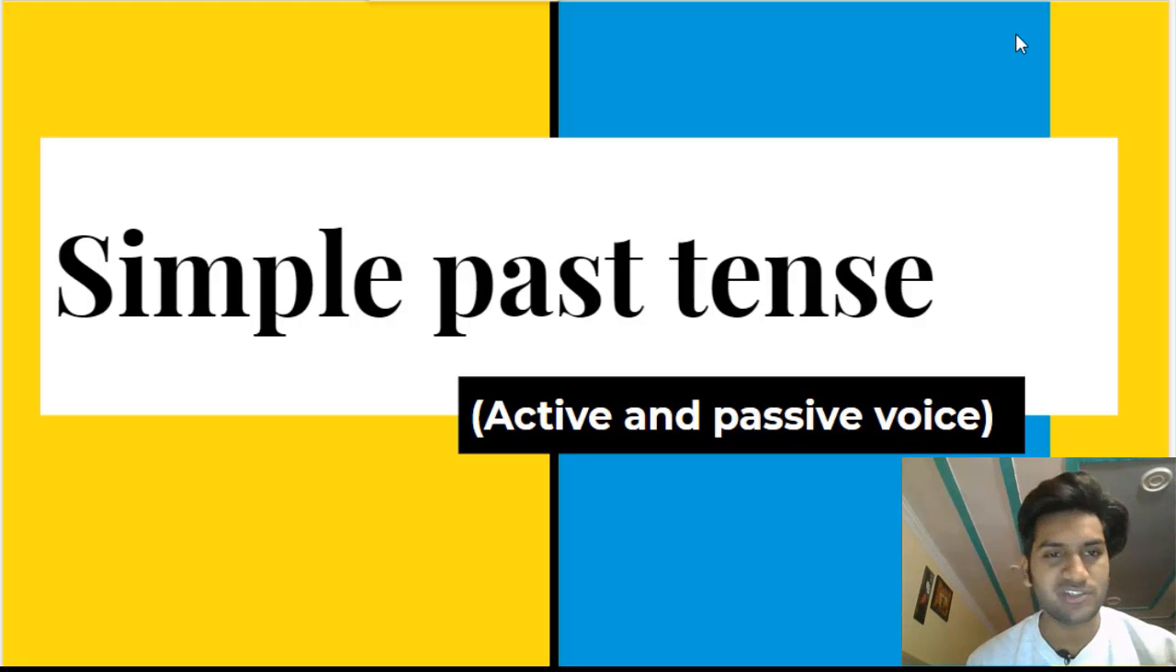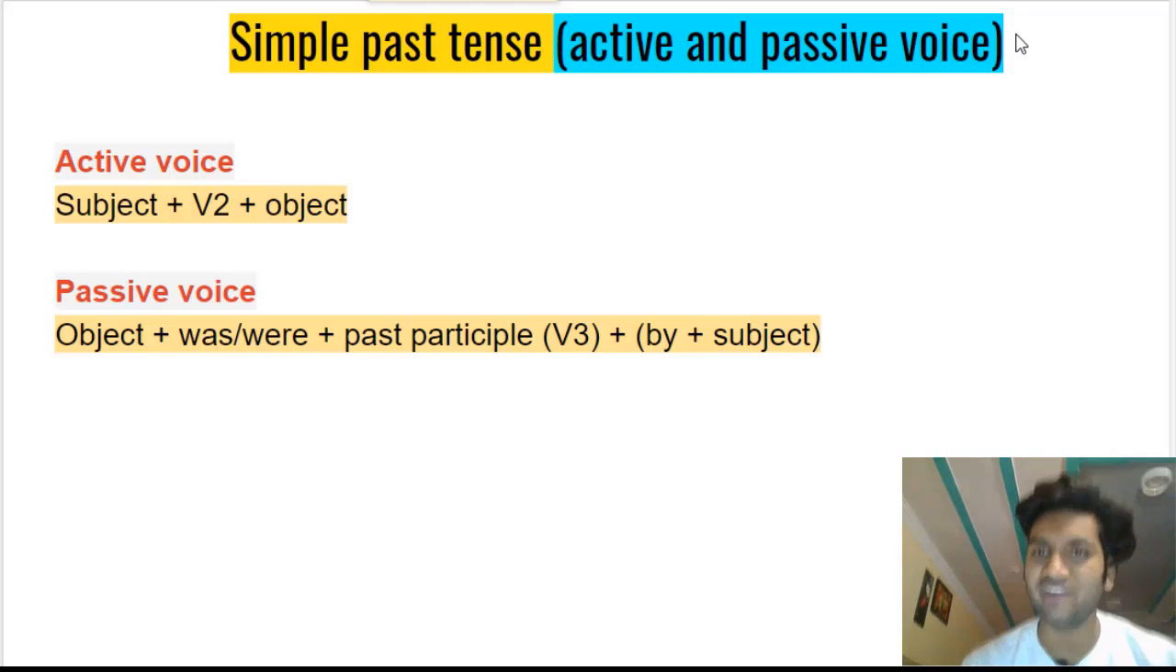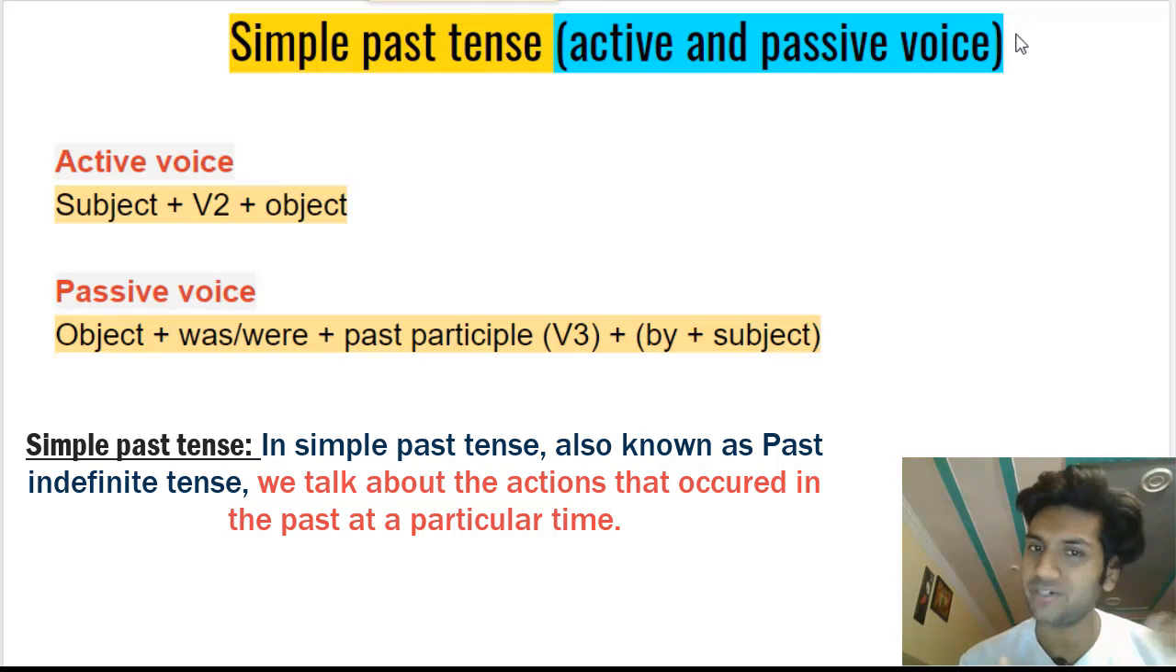Alright guys, let me show you the structures of both the active voice and the passive voice in simple past tense. And guys, before we look at the structure and understand how things happen, let's just quickly talk about what exactly is simple past tense. Guys, in simple past tense, we talk about actions, things that happened, that occurred in the past at a specific time. That's when we use simple past tense, all right?